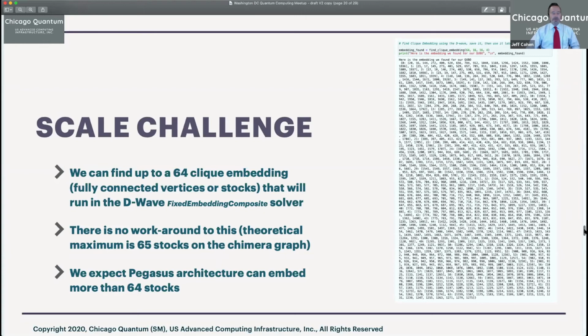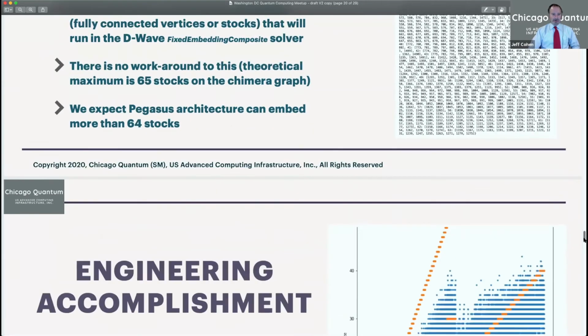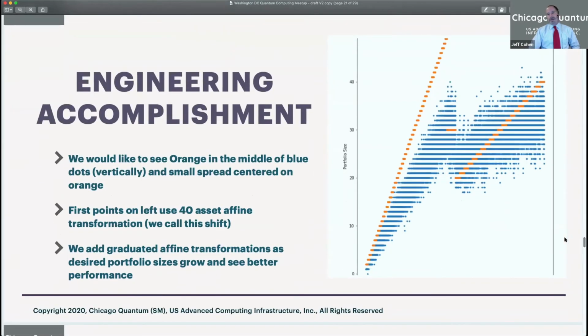One of the models took like 2.5 minutes. One took an hour, right? So there's work, an engineering accomplishment. Remember how we showed you the affine transformation with the different curves and how we pulled up the curve so that the minimum energy value was right where we wanted it? Well, this is another representation of that data.